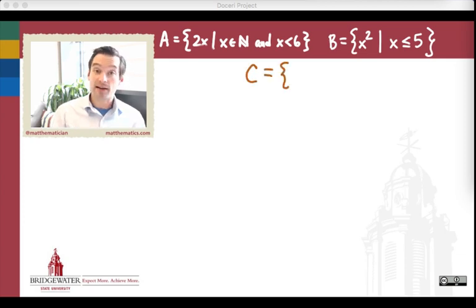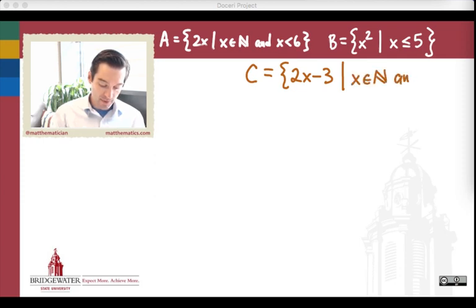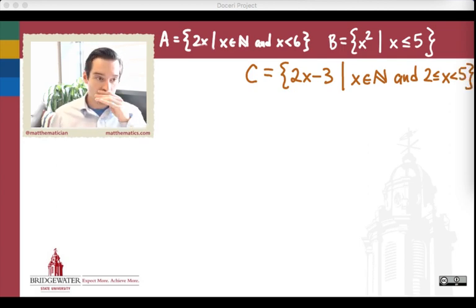And just to get us some more practice with set builder notation, I also want to use set builder notation to express this one. So let's do the set of 2x minus 3's, where x is a natural number, and let's say 2 is less than or equal to x is less than 5. So here's kind of a messy set, especially a messy set builder notation to understand.